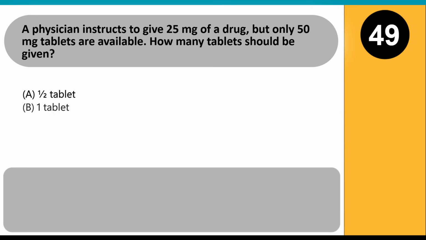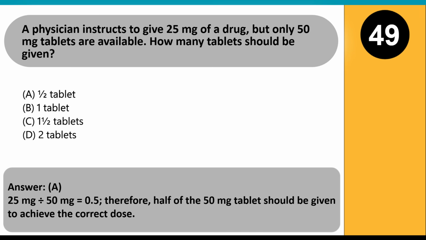A physician instructs to give 25 milligrams of a drug, but only 50 milligrams tablets are available. How many tablets should be given? A. 1/2 tablet. B. 1 tablet. C. 1.5 tablets. D. 2 tablets. Answer: A. 25 milligrams divided by 50 milligrams equals 0.5, therefore, half of the 50 milligrams tablet should be given to achieve the correct dose.